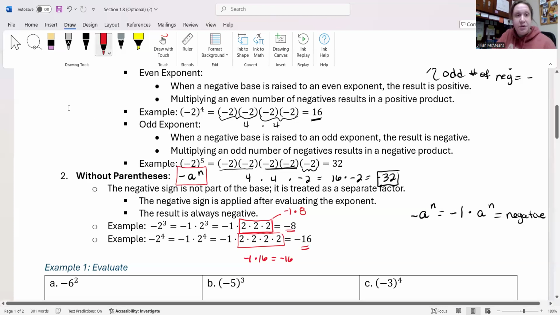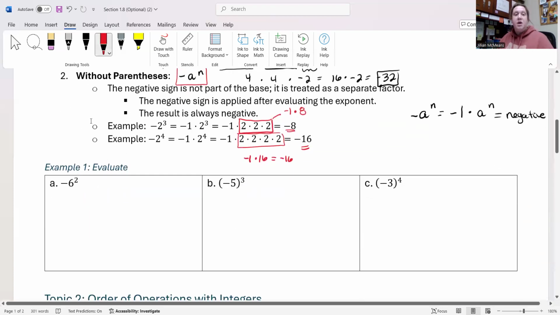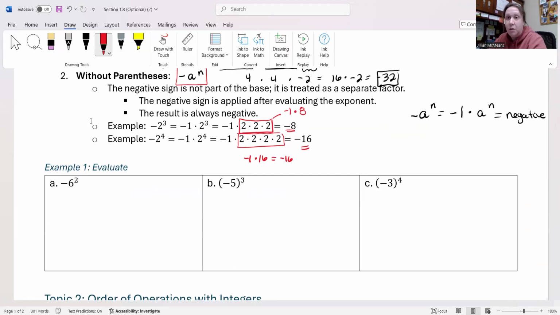Let's look at some examples. All right, so example 1 here just says evaluate. So when we're told to evaluate, we just want to work it out into a single number. We're going to find the eventual final product. So the first example, part A, is -6, not inside parentheses, squared. Without parentheses, this negative right here is treated like its own factor of -1. So then that gives me -1 times 6 squared.